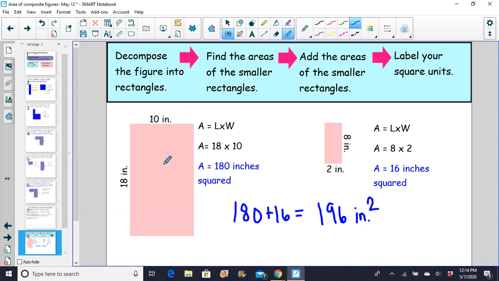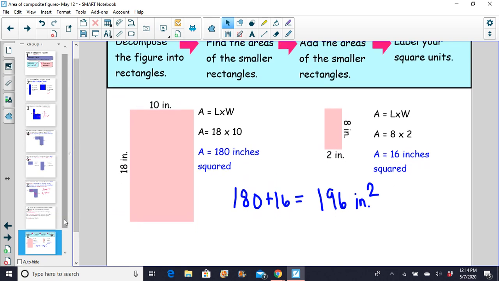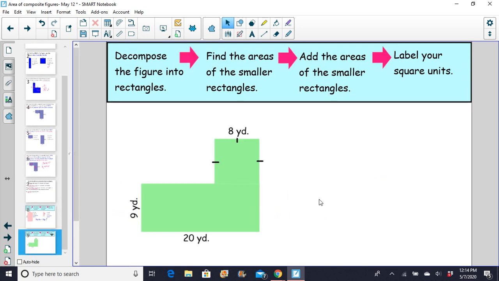I decomposed my figure. I found the areas of each of these smaller rectangles. I combined them together again, because remember, this was originally one combined composite figure. And then I labeled my square units. Let's try one more example. I have one last example here. Again, same steps.